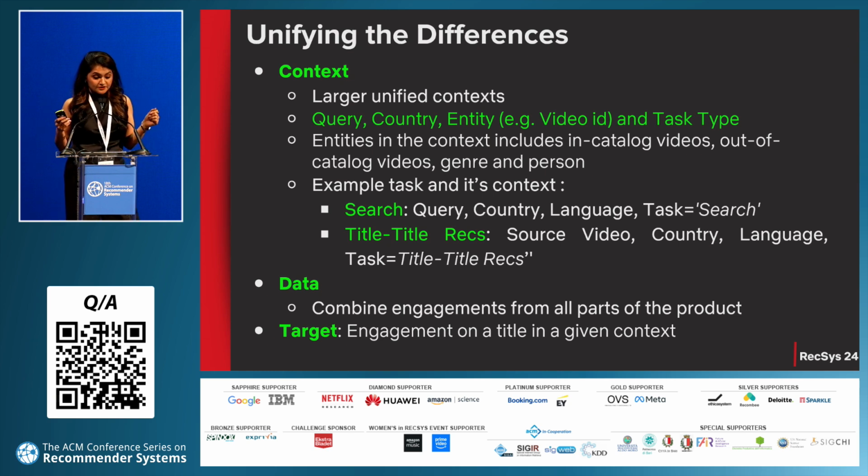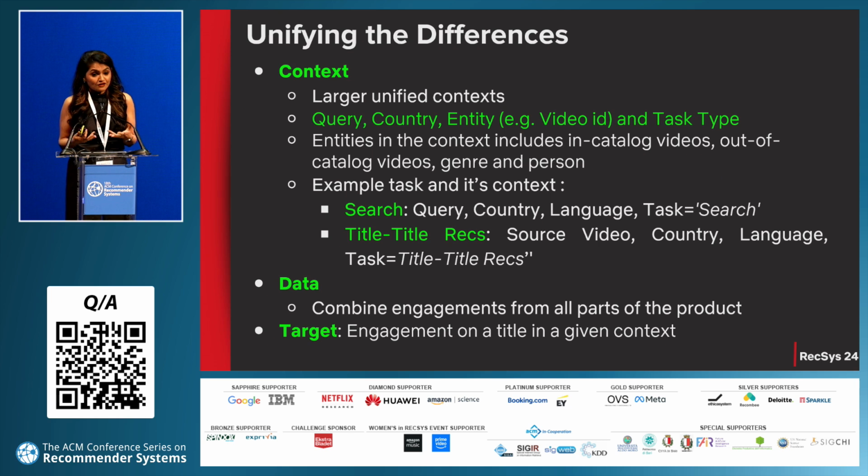An example context here for the search task is query, country, language, and the task equals search. Similarly, for title recommendation, it's source video, country, language, and the task is title recommendation. And as you can see, there is extensibility in this approach, where additional context can be added while specifying the task that it serves.